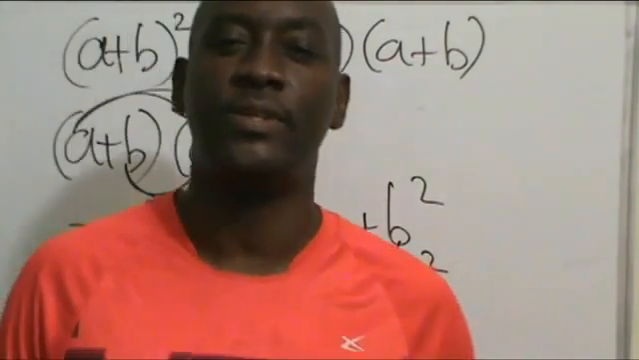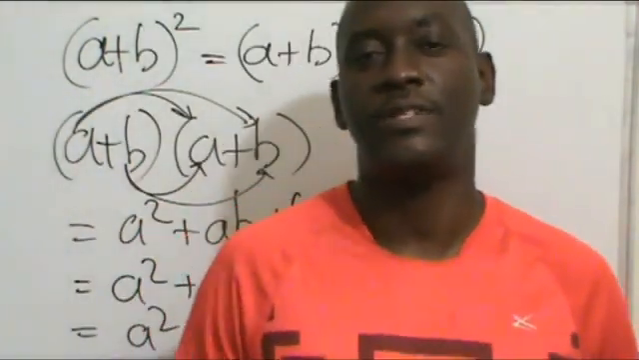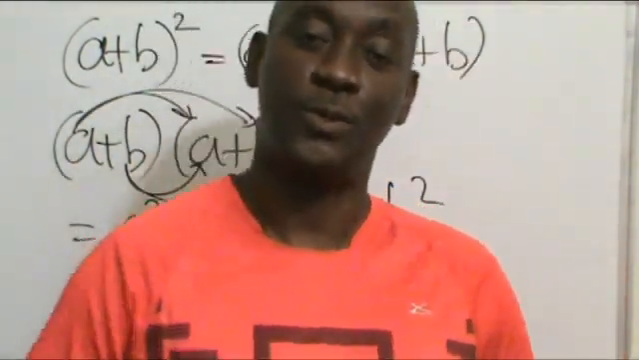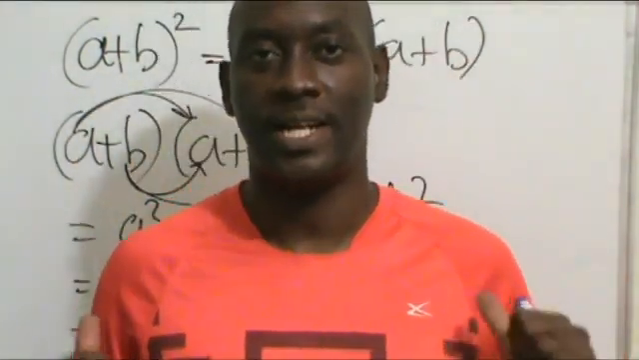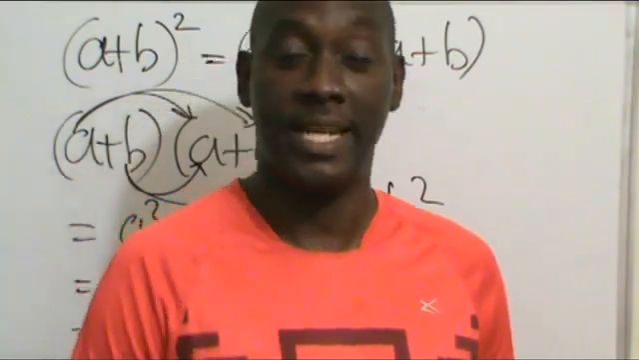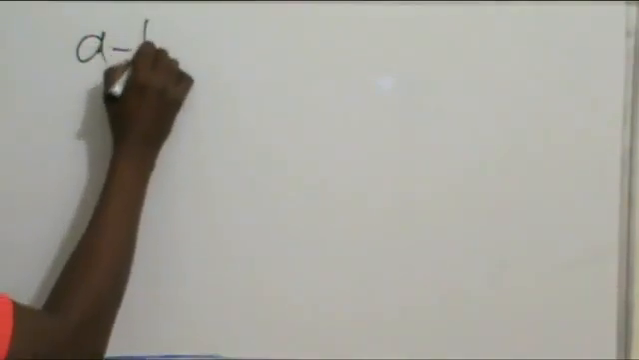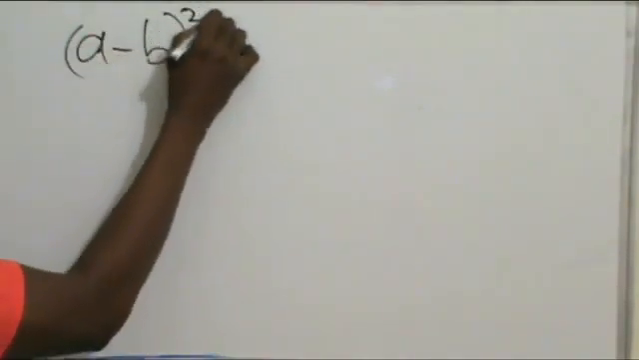You have it here in video. You have the option to rewind to go over it if you need to. We're going to clear the board here and go into the next special expansion. A while ago we had (a plus b) squared. So this time we have (a minus b) squared.